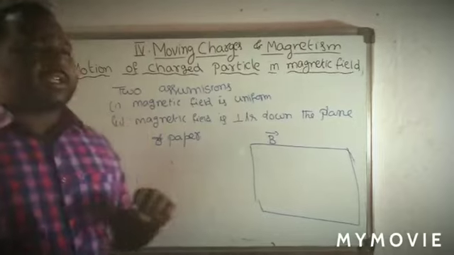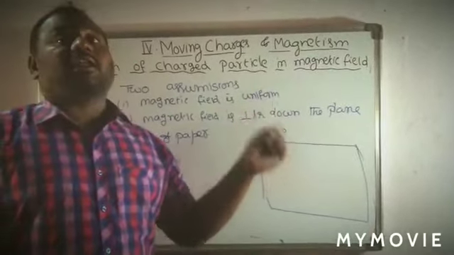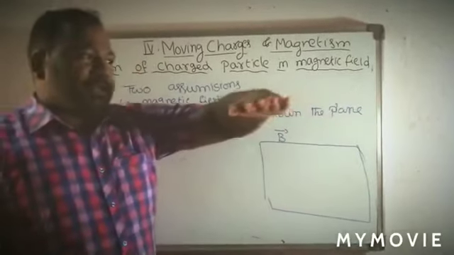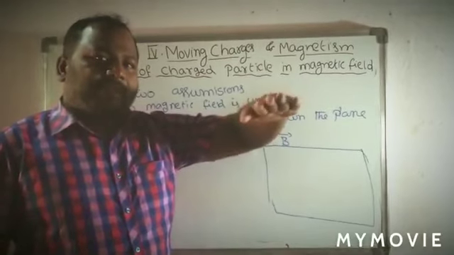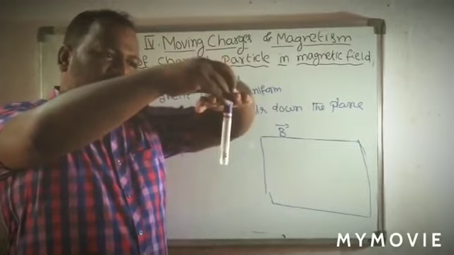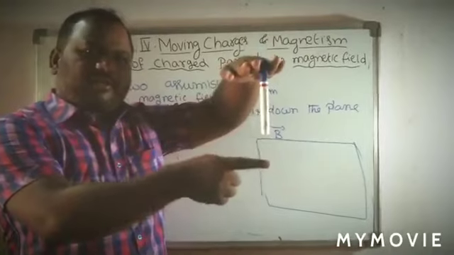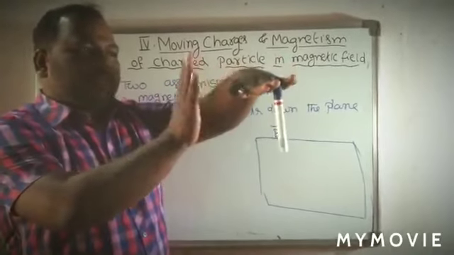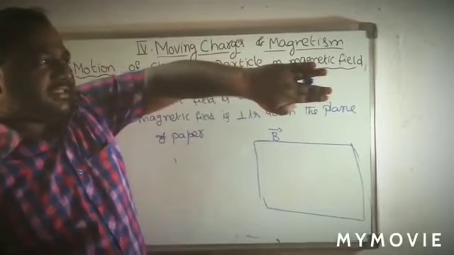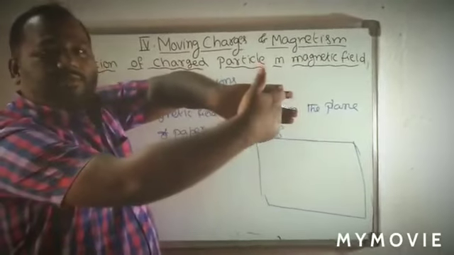And the second assumption is that the magnetic field is perpendicular down to the plane of the paper. This is very important. For example, it is a plane, and in this plane the magnetic field is perpendicular down to the plane. So if I assume my hand is similar to this board, then we consider it like this. The meaning of this is that the magnetic field is into this board.